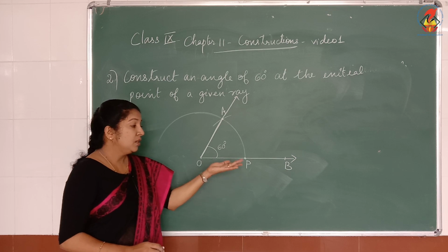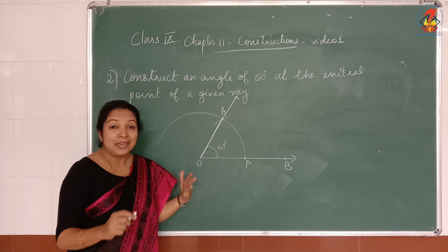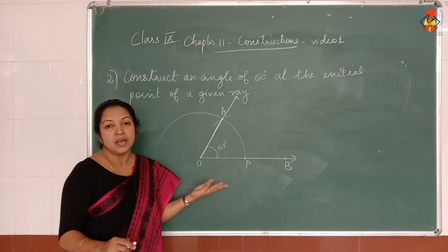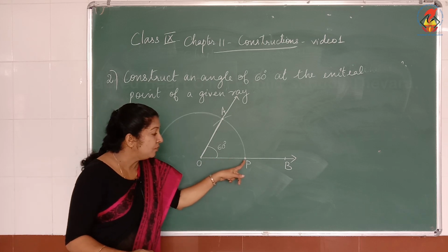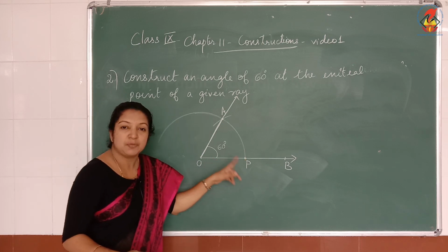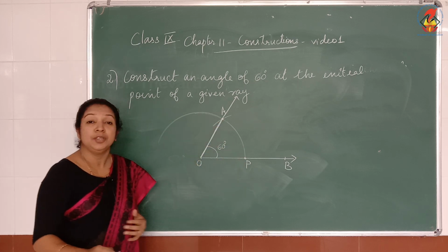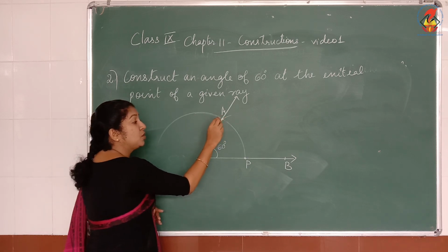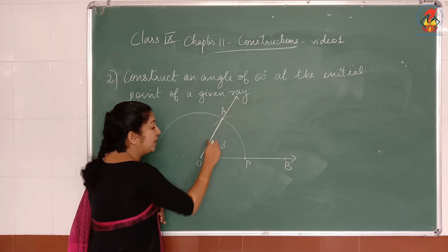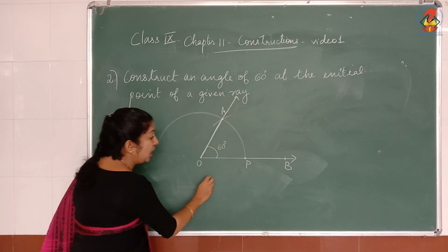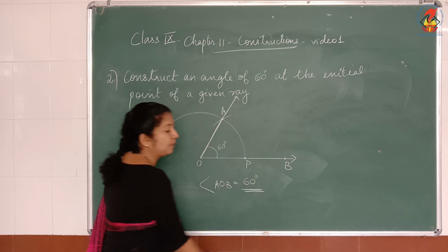What we have done? Given a ray OB, take O as the center and any radius, draw an arc. Then mark the point of intersection of this ray with the arc as P. Take P as the center and with the same radius make a cut on this and mark the point of intersection of this arc with the earlier arc as A. So join AO. Angle AOB is the required angle, which is equal to 60 degree.